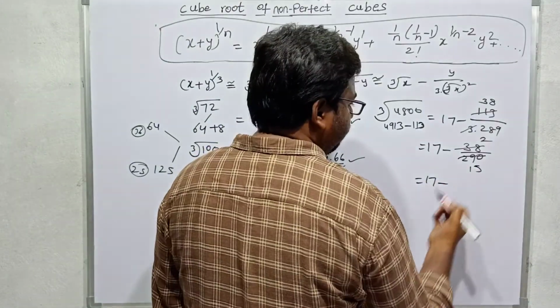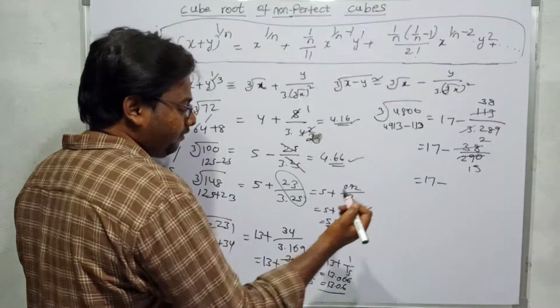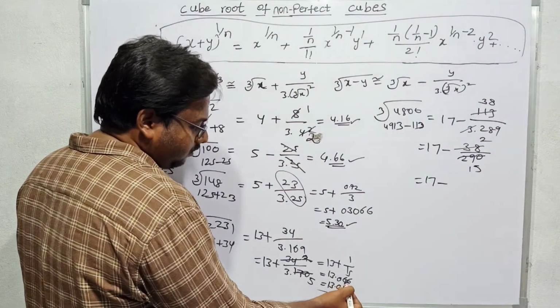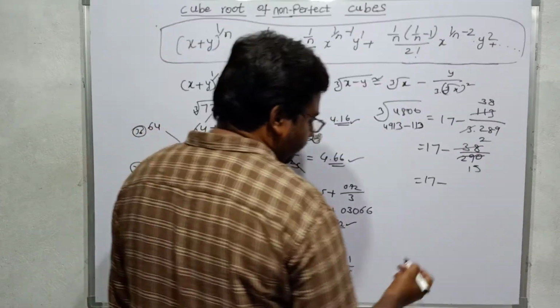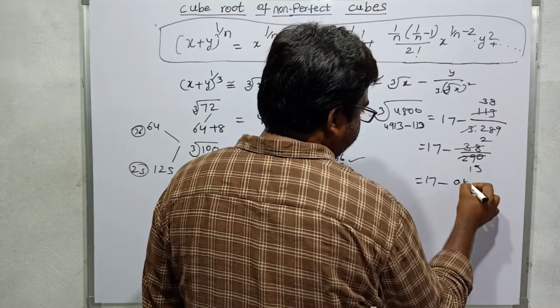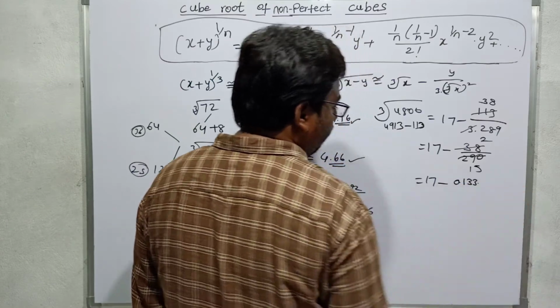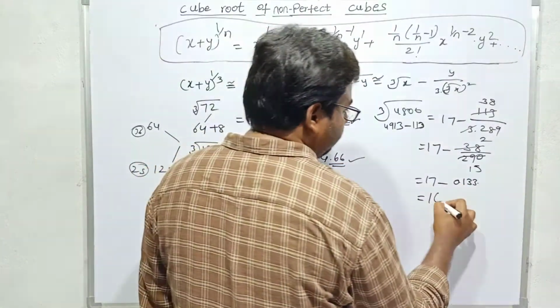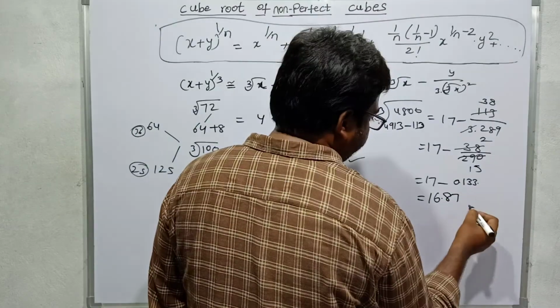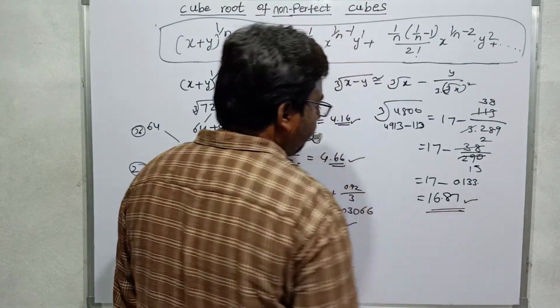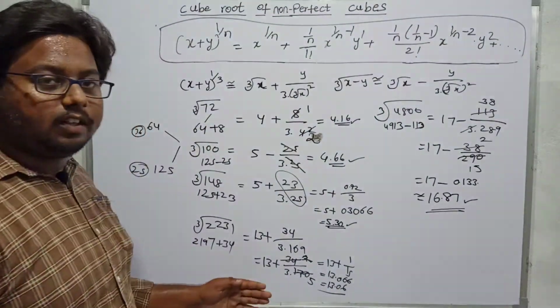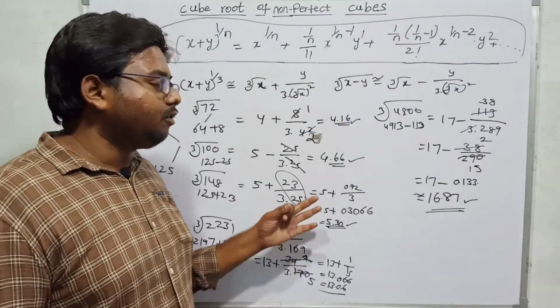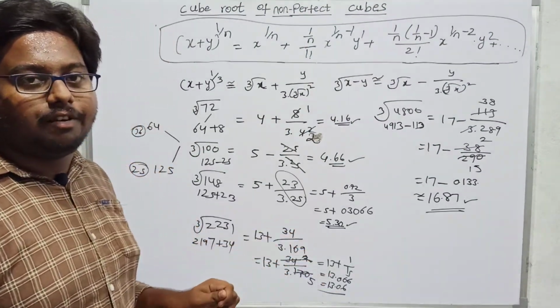So 17 minus 2 by 5, 2 by 15. 1 by 15 is 0.0666. So 2 by 15 will be double of it. So this is nothing but 0.1333 and so on. So if you calculate, this will be 16.87. So 16.87 is the approximate value of the cube root of 4800. So in this way you can calculate the cube roots of non-perfect cubes.